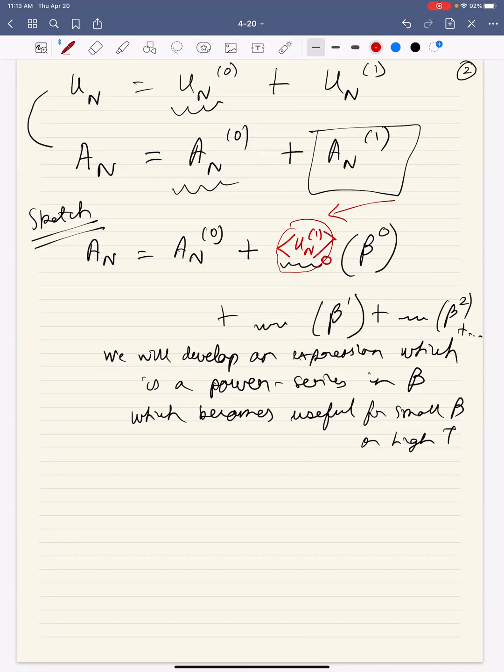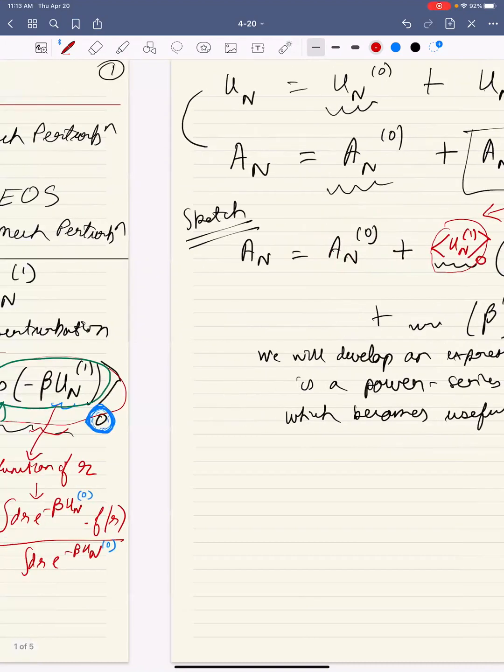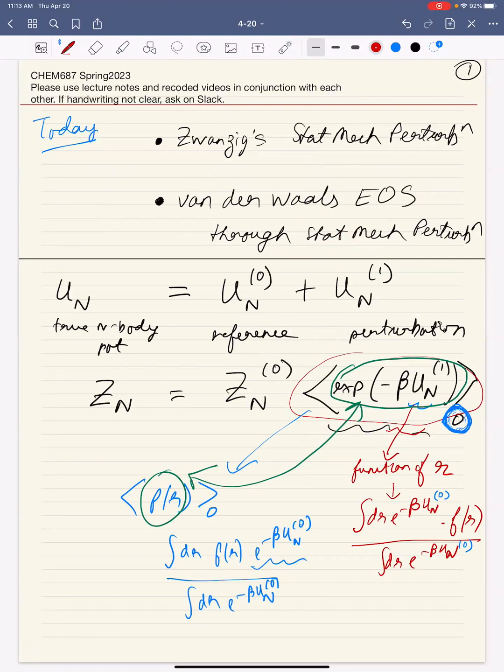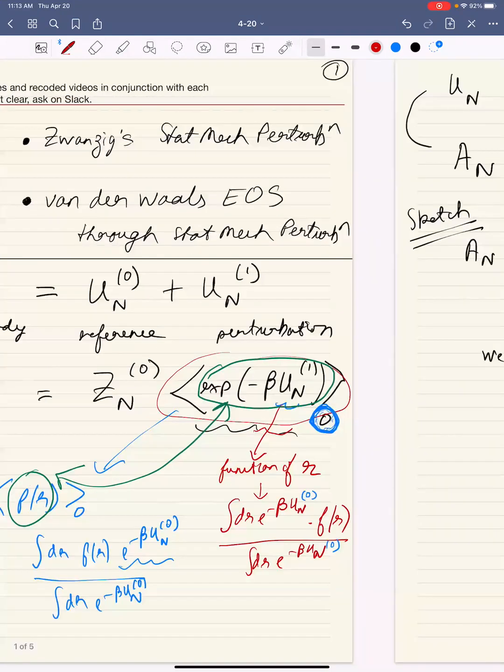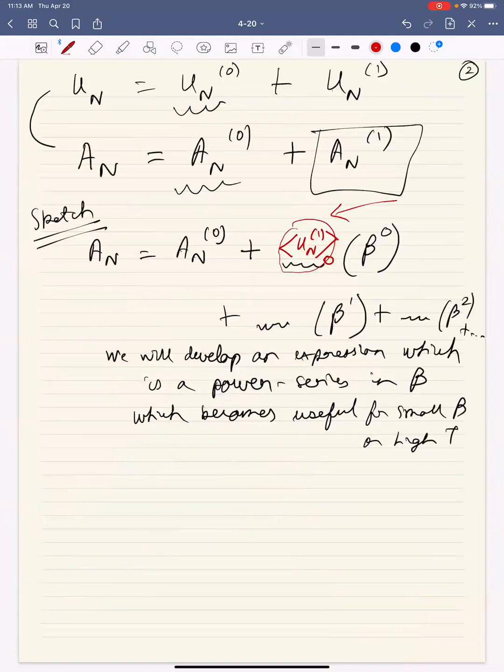Now, this thing that I wrote in red over here is a much nicer quantity than the thing I wrote in green over here. Do you see why? Because this is exponential of minus beta U_N1, while this is just U_N1. You have gotten rid of the exponential. That's huge. So this is the mean value of the energy.